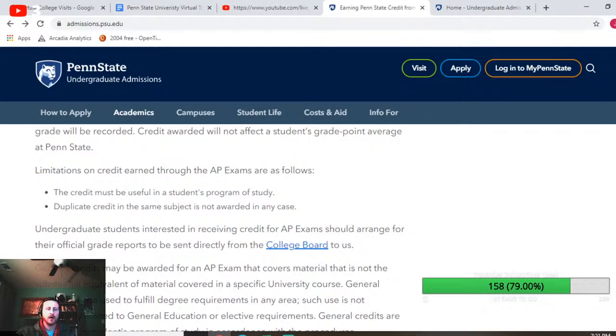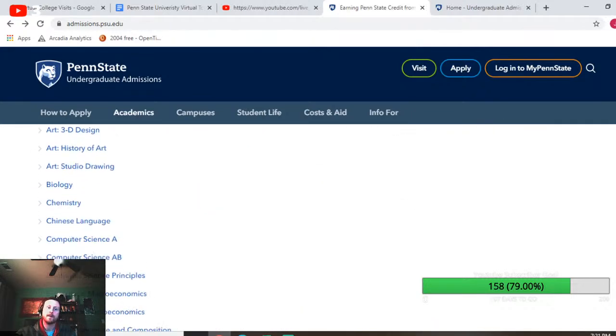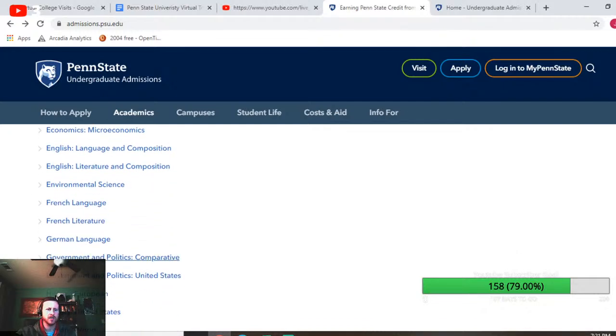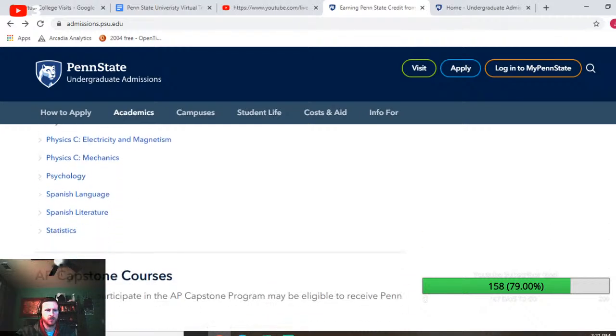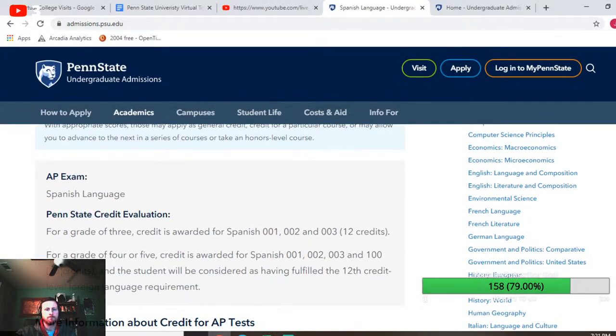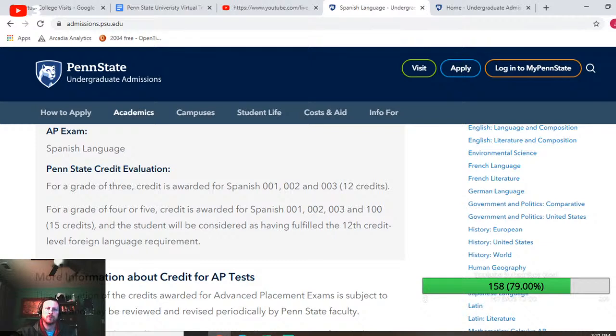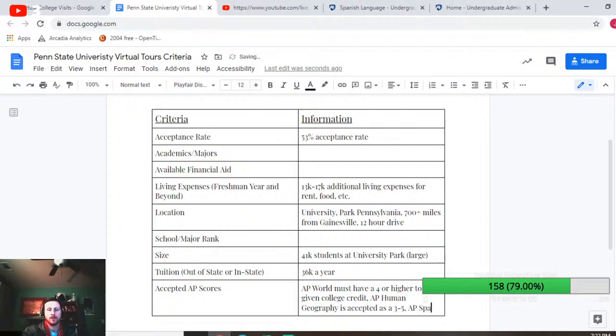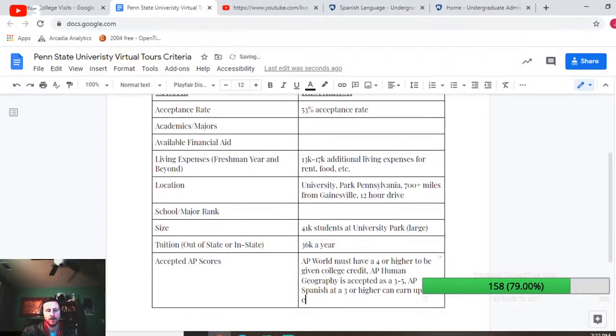Other than that, I think that's all of the AP tests that at least we offer now. They may have AP Spanish. Let's see if they have that. Math, physics, psych, Spanish. Let's see. For a grade of 3, credit is awarded for Spanish 1, 2, and 3. So 12 credits. A grade of 4 or 5, credit is awarded for those same plus 100. Wow, so up to 15 credit hours. Spanish at a 3 or higher can earn up to 15 credit hours.